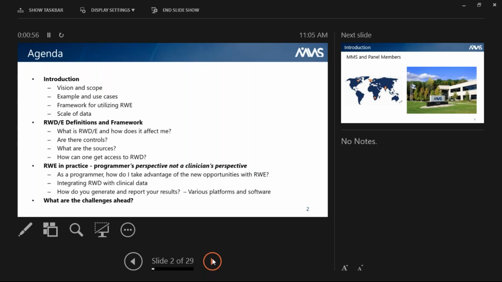Okay, next slide. So for the agenda here, I'll give a brief introduction to the panel members. We'll go through some vision and some examples. We'll talk a little bit about the framework from the FDA for utilizing RWE. And then we'll go down and we'll talk about some of the definitions, the controls, the sources, and how to get access. And then towards the end, we'll talk about our perspectives with the opportunities that are available to us with integrating RWD with clinical data, how do you generate and report results, some various platforms, and then some of the challenges ahead, including data privacy.